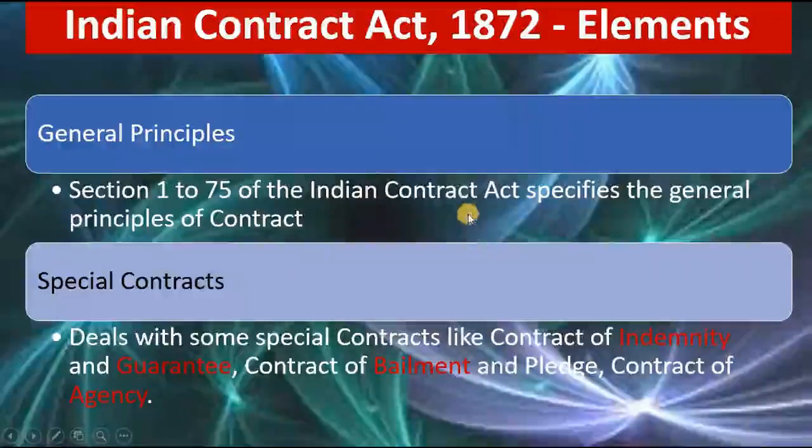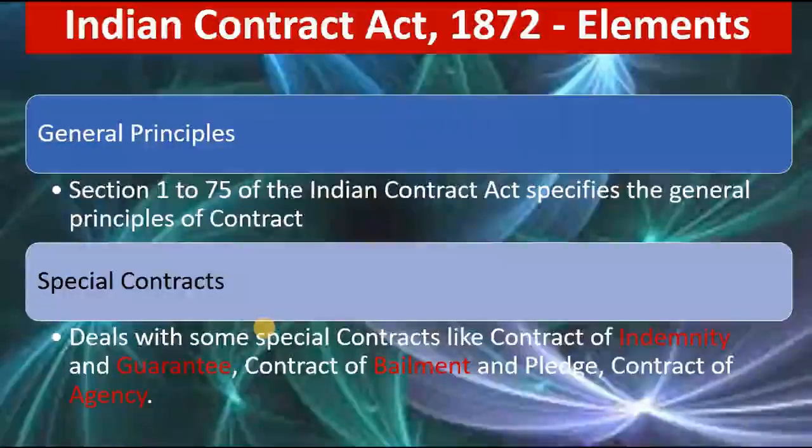That you should remember, Indian Contract Act has two parts: the general principles applicable to all the contracts, and the second part, special contracts like indemnity, guarantee, pledge, bailment, or agency. So we are going to study these concepts for our entire semester. General principles and special contracts under the business law subject.